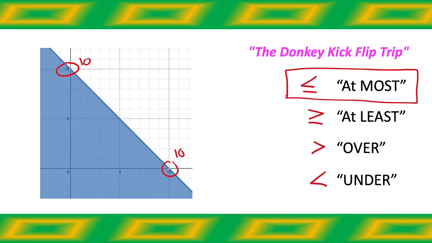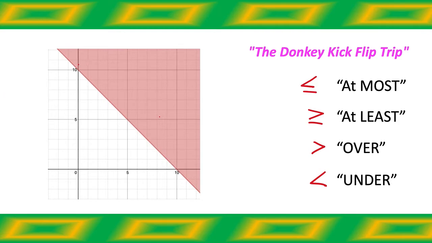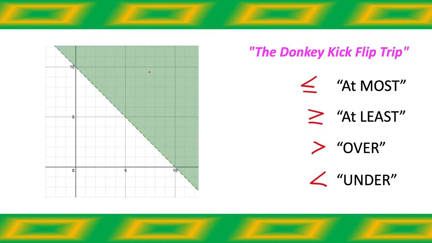Okay, next one, it's going to be the same graph, so we have the same intercepts of 10 and 10, but if you have a solid line and the top side is shaded, that's going to be an at least situation. At least means this solid line is the least you can be, so you're going to be more or equal to that number. If you have a dashed line and you are on the greater than side, same intercepts of 10 and 10.